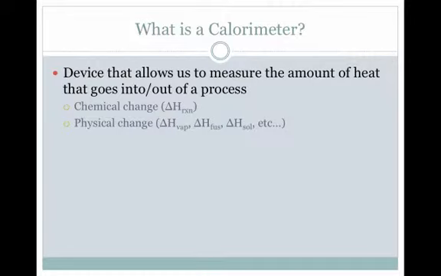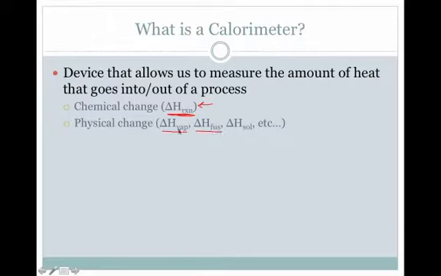That process can be a chemical change, in which case our calorimeter will measure the delta H of the chemical reaction involved, how much energy is released or absorbed, and we would denote that as delta H of reaction. Or that process can be a physical change, and we've talked about a couple of these already. For example, we brought up delta H of vaporization and delta H of fusion.